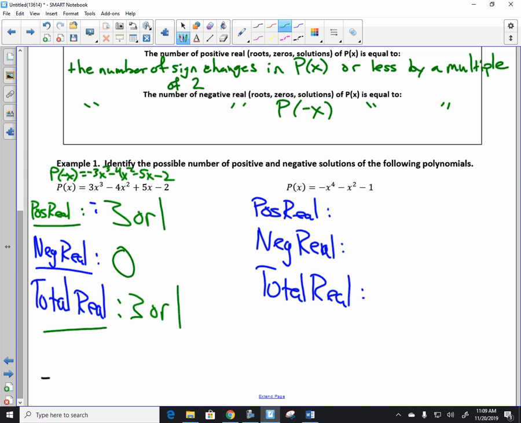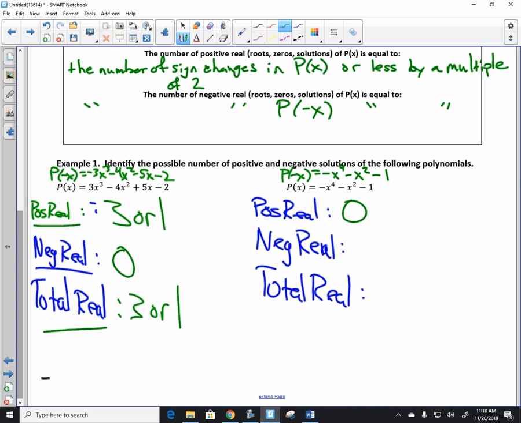Look at this one. How many sign changes? None. There's no positive real solutions. There's none. Don't even try any. None of them work. Let's do p of negative x. If I do p of negative x, does anything change? No, it doesn't. I get the same thing: negative x to the fourth minus x squared minus 1.